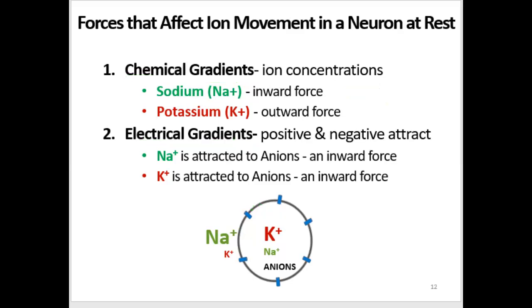Electrical gradients refer to just charge. Both sodium and potassium are attracted to the anions, and so both would stay close to the anions if they could. Sodium can't get in there though.